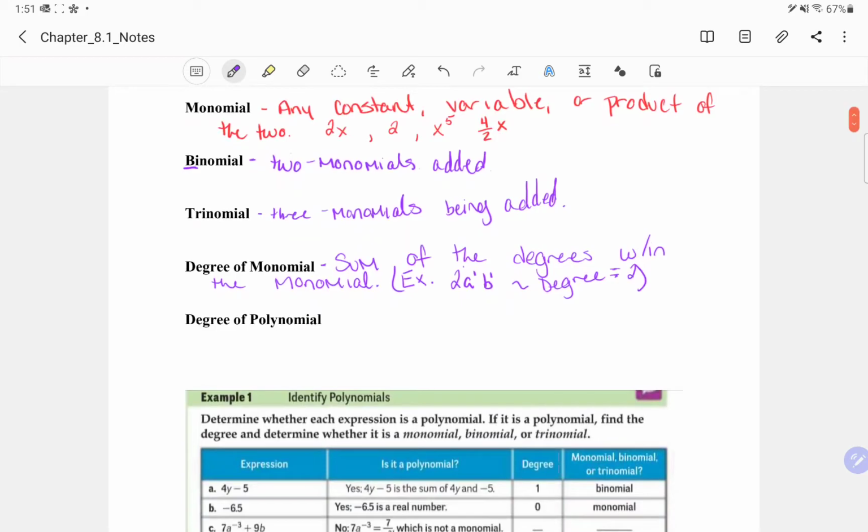The degree of a polynomial is the degree of the monomial with the largest degree. Okay, and that'll make more sense as we look at example 1.